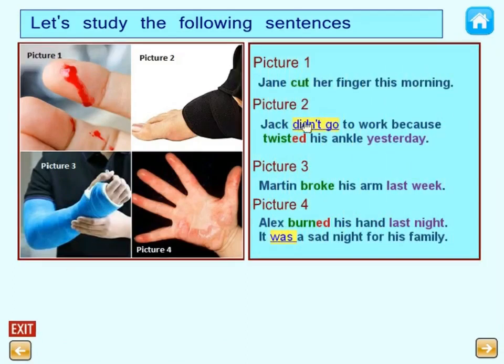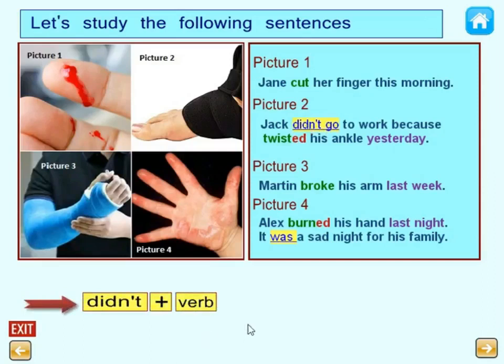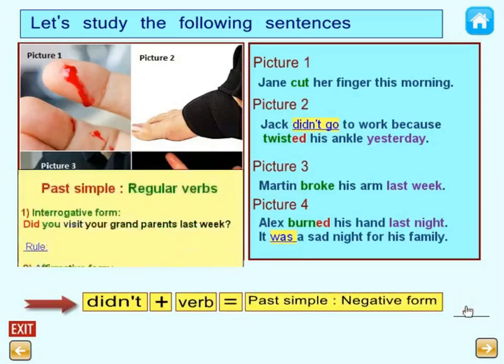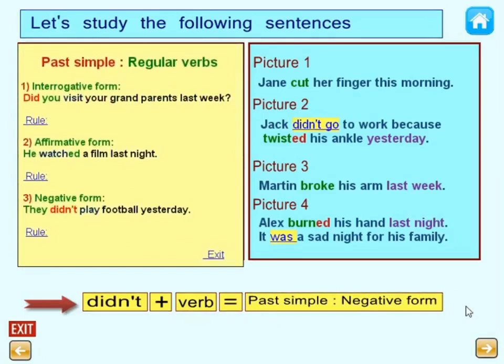Look now at this highlighted verb here. What do you note? Is it in the affirmative form? Of course it isn't. It is in the negative form because we have didn't plus verb. Can you tell me the rule from that? Of course, we have didn't plus verb gives past simple negative form. Click here to see the rule now.